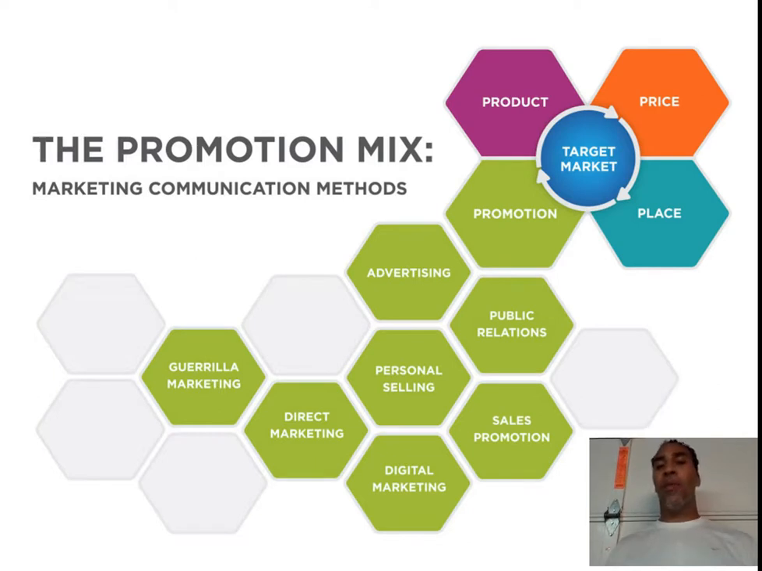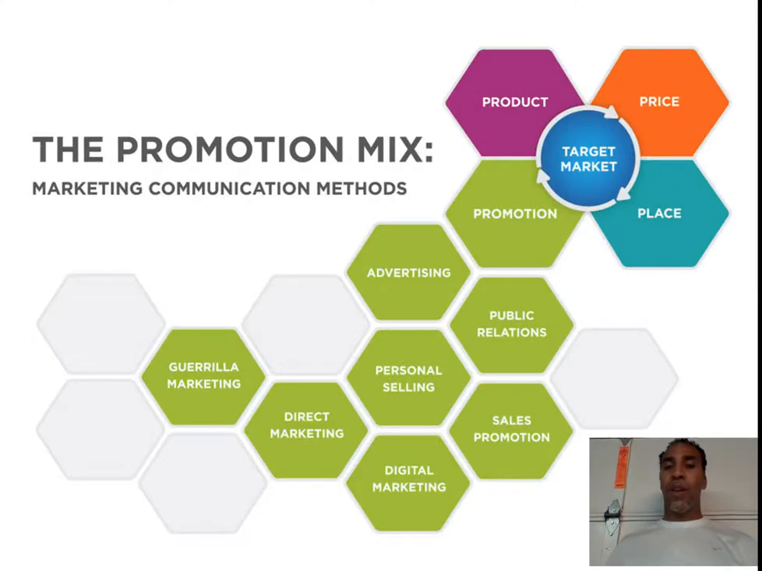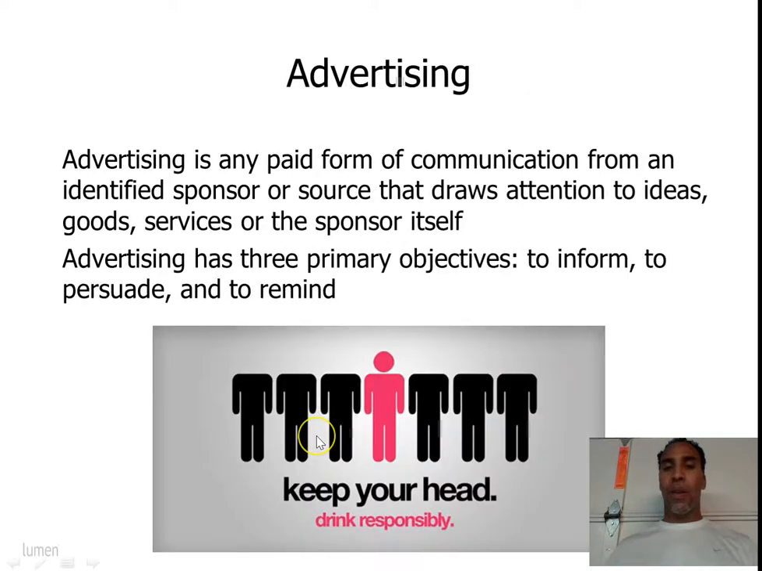Promotion mix, just like we talked about before, you have your product, price, place, and promotion. But now this is going into everything about promotions. You have advertising, public relations, sales promotion, personal selling, like door-to-door, digital marketing, like via the internet or Google ad clicks, direct marketing, and guerrilla marketing, which we'll see some examples of. Integrated marketing communication is the process of coordinating all the promotional activities across the different methods. Seven common marketing communication methods are advertising, public relations, personal selling. Those are the ones that we all saw right over here in the very colorful shapes, and these are just the words for them right there.